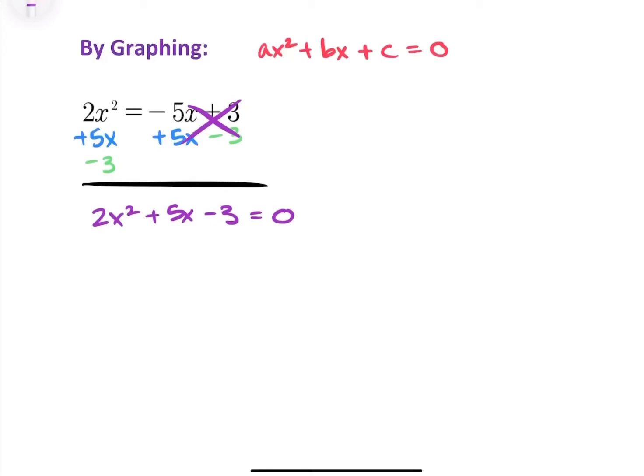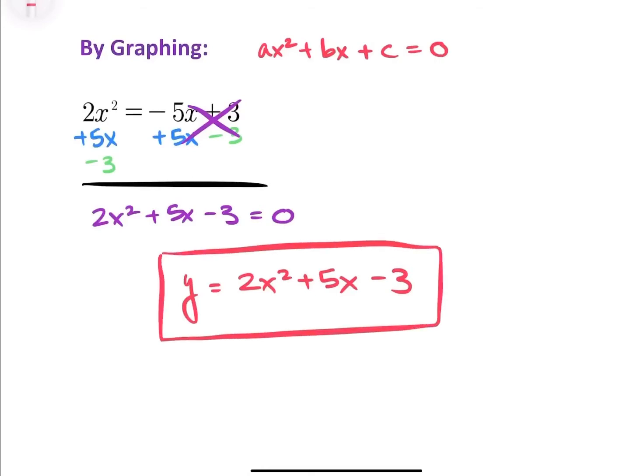Now when we type it into our graphing calculator, we're going to rewrite it so that it says y is equal to 2x squared plus 5x minus 3. I'm going to use this equation to type into my graphing calculator, and we're going to use that to help us figure out what our x values are. Keep in mind, when we're solving for our x values, we're looking for our zeros. Zeros is another term for our solution, and it's also another term for our x-intercepts. So when we're looking at the graph, we're looking for the x-intercepts, also known as zeros.